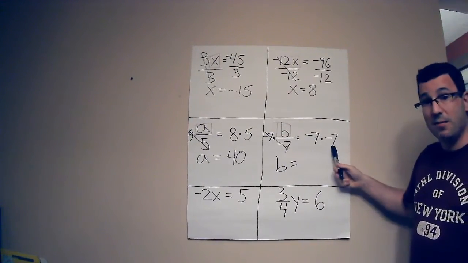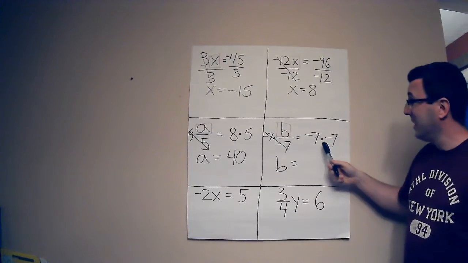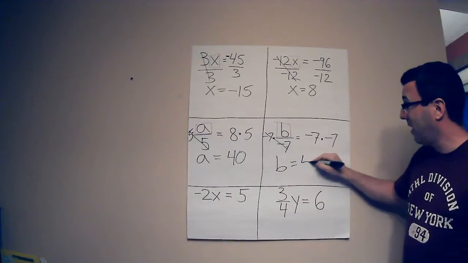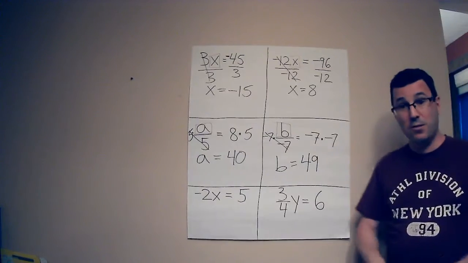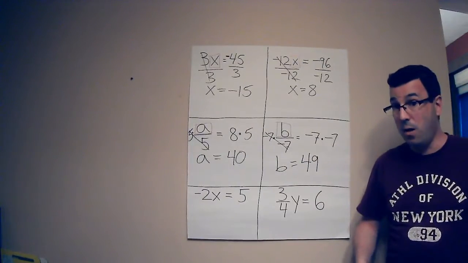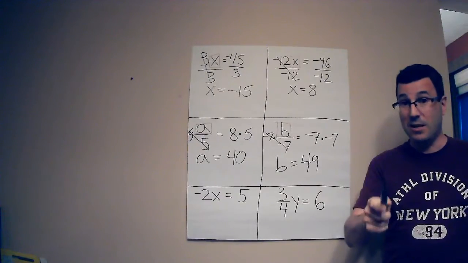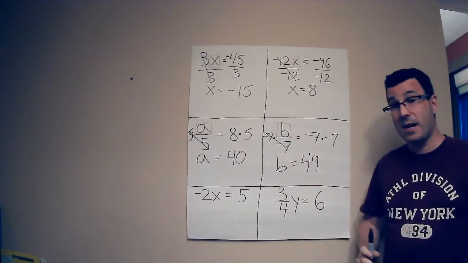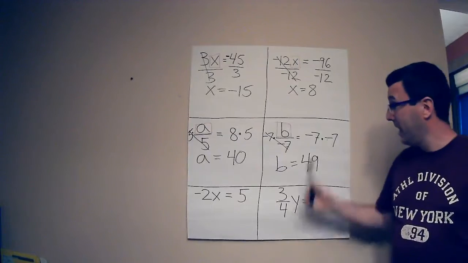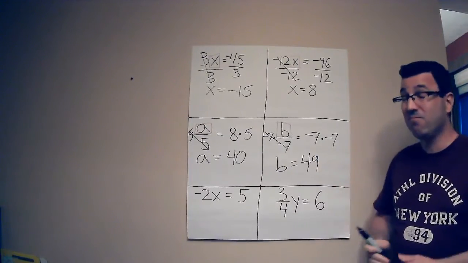Negative times a negative, positive. 7 times 7. My answer is 49. Not 1, it's 49. Don't believe me? Get a calculator. Do 49 divided by negative 7. What do you get? You get negative 7.